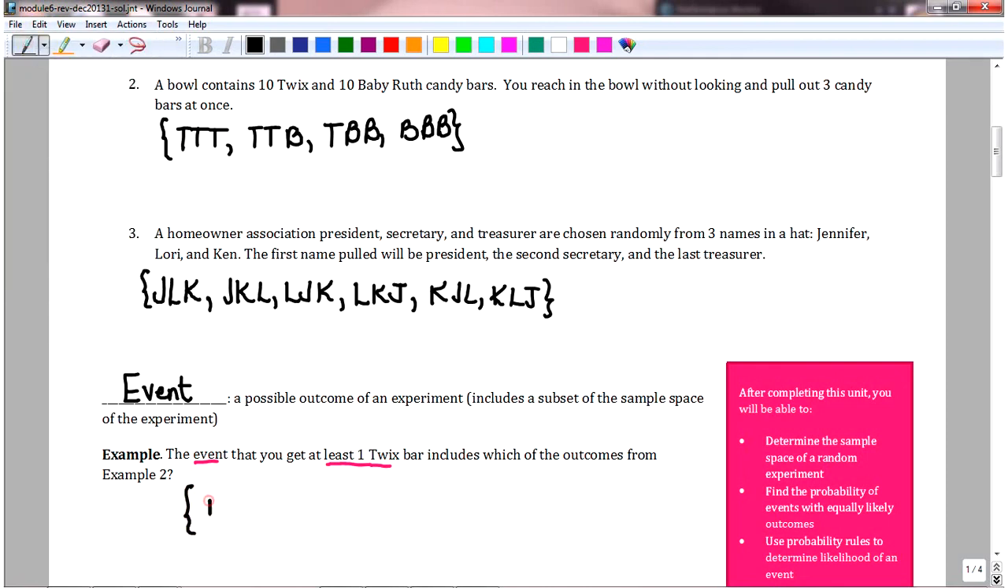So this event would be 3 Twix bars, 2 Twix bars and a baby Ruth, and then a Twix bar and 2 baby Ruths. So this would be a subset of the sample space.